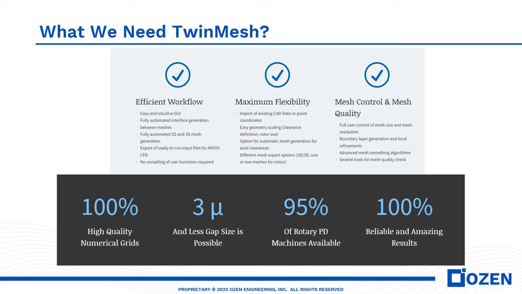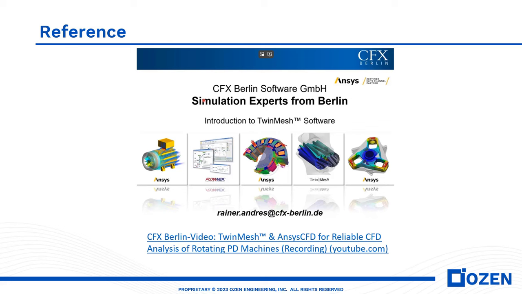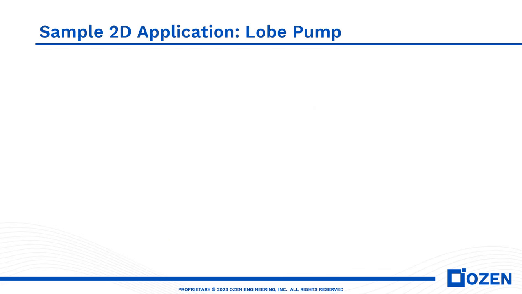It can handle the grid generation for very small gap sizes, which is a typical feature for these kinds of pumps. Furthermore, the user can fully control the mesh size and mesh resolution, as well as boundary layers and local refinements. Many additional details and features of TwinMesh can be found in this reference recording. Let's go through a sample 2D application of a lobe pump.